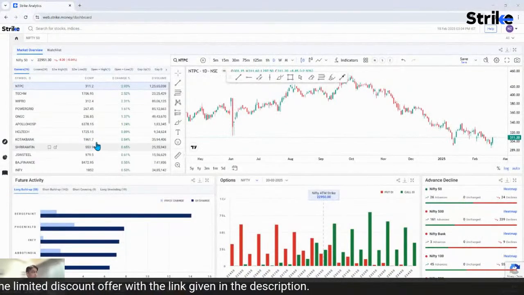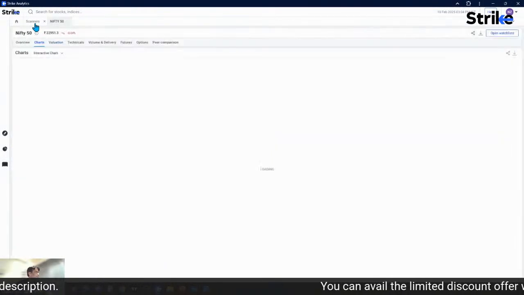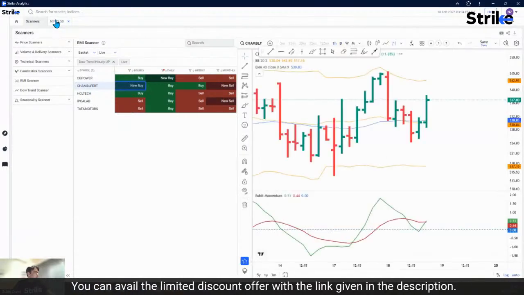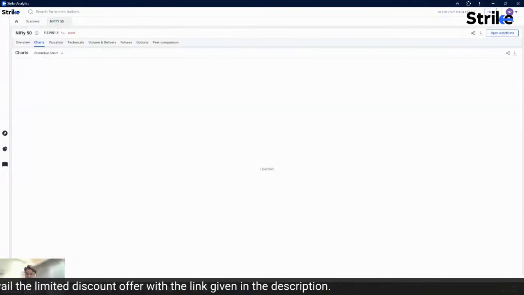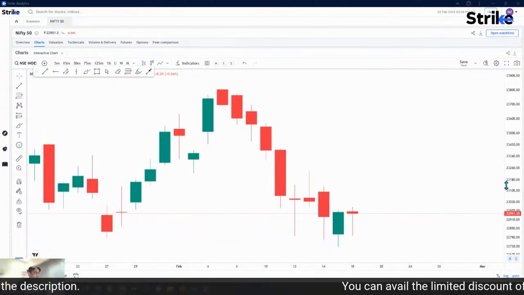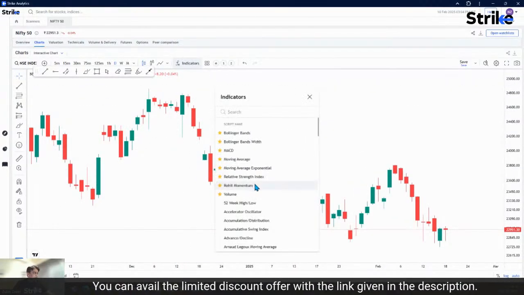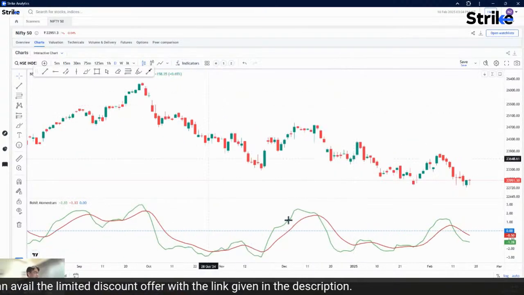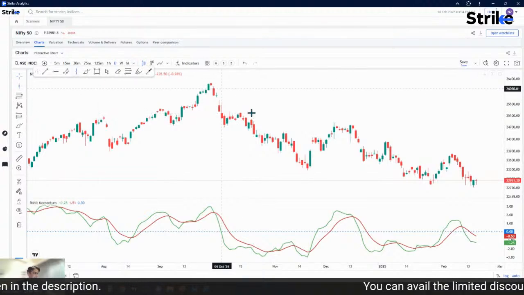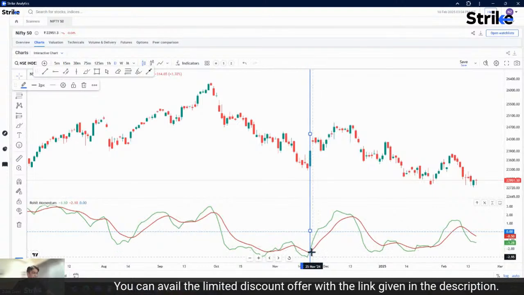Now my friends, coming back to this particular screen over here. So when we are talking about multi time frame, absolutely right, Rahul. Now on this Nifty daily chart, I'll put up the RMI indicator over here. So we have this RMI indicator loaded. Now let's take this particular signal over here, where RMI has given a new buy.